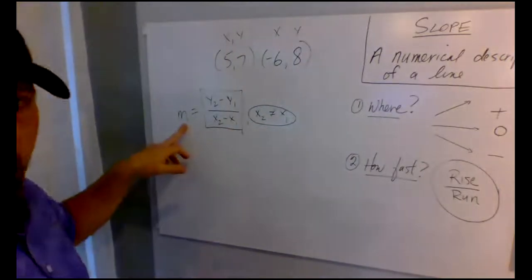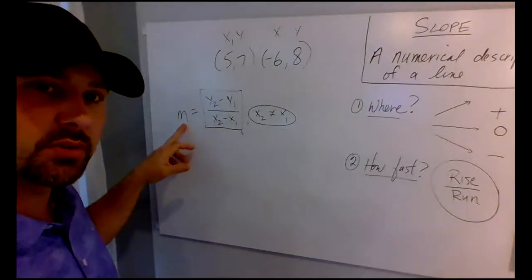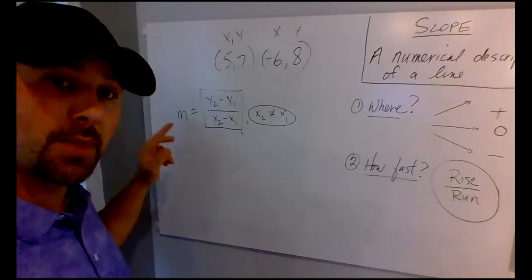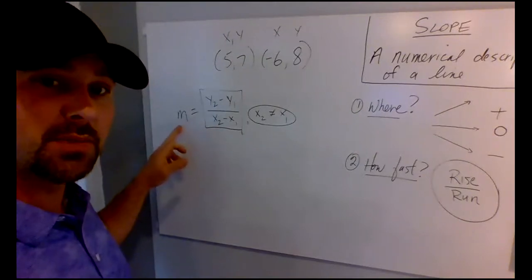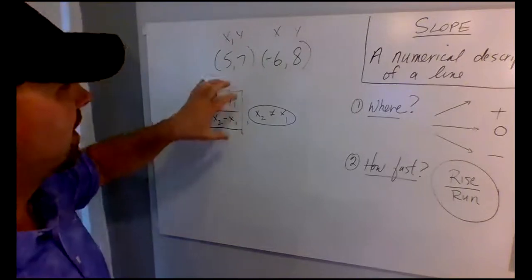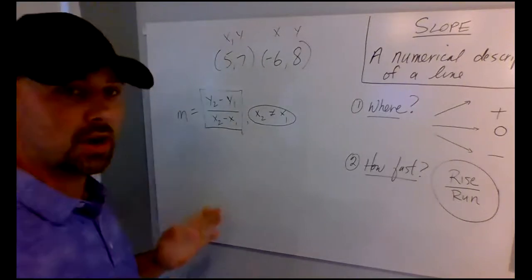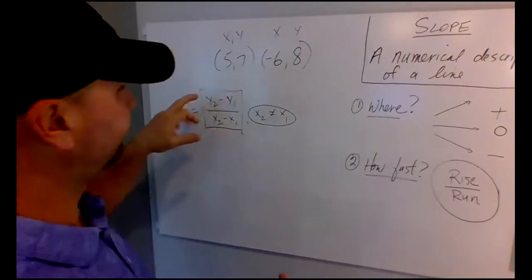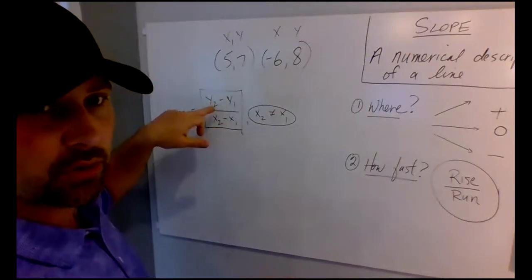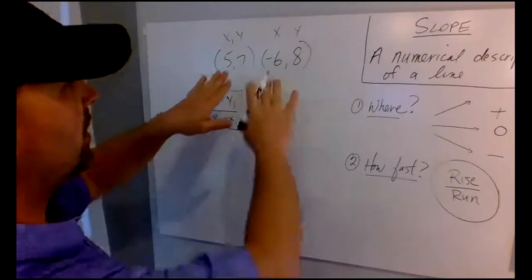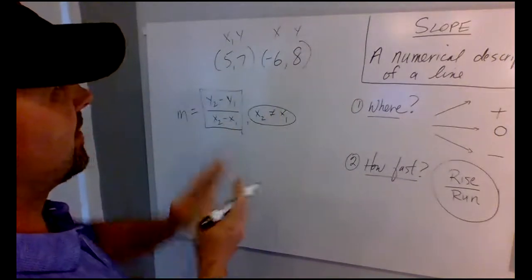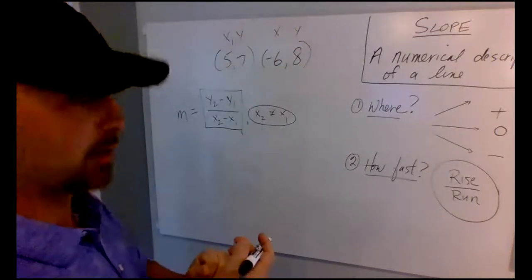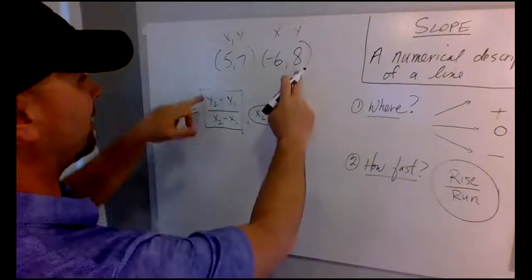Just so that you know, M is kind of the universal letter that we use for slope. And we're going to come back to that as well. So M means slope. Slope equals, here's the slope. So all we have to do is go to our coordinates and fill this in. Y2, that means the second y. If you look at these coordinates, this would be the first set, this would be the second set, okay? So the second y is 8.